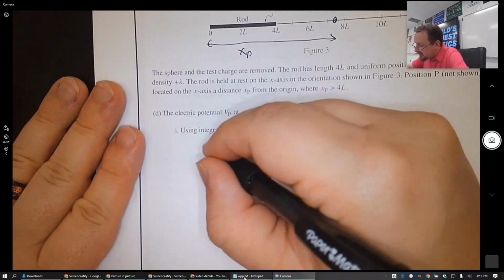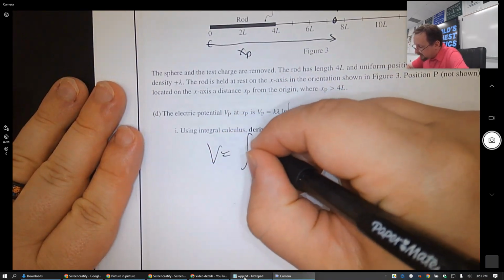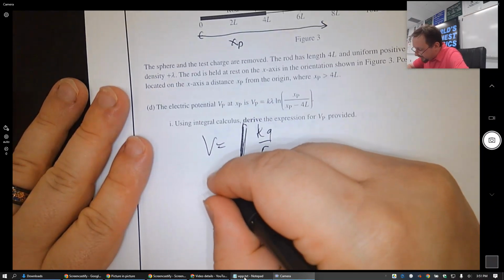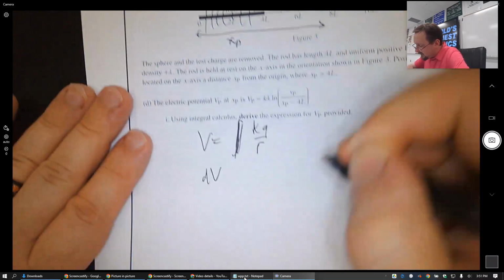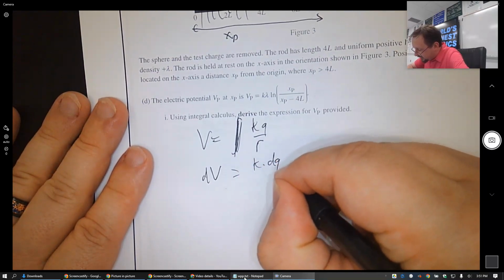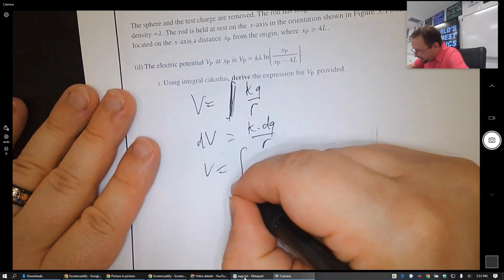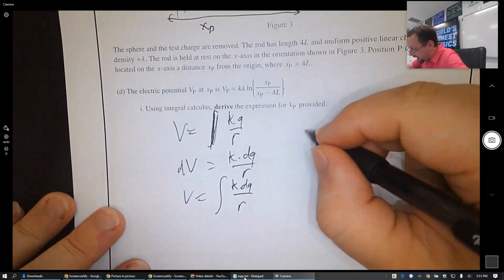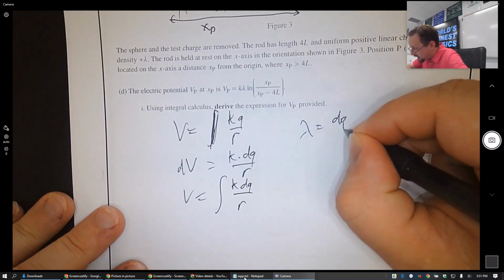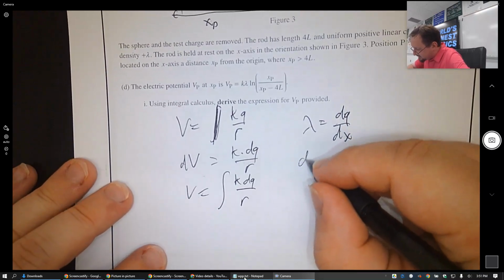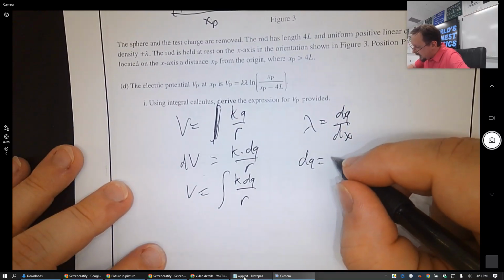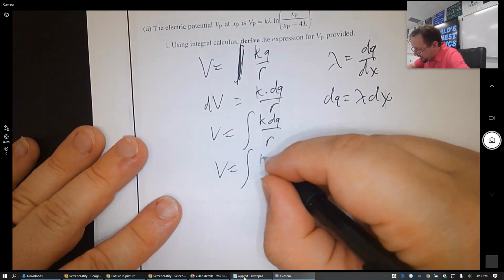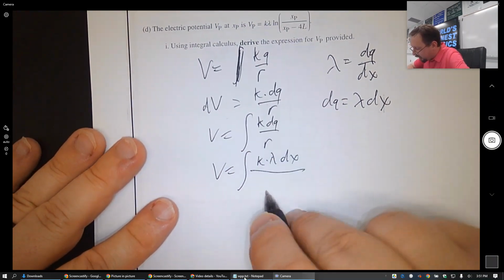Okay, so you have to say V is the integral of kQ over R. So the dV of one single piece is k dQ over R. So V is the integral of k dQ over R. And then you're going to say, okay, lambda is dQ over dx. So that means dQ is lambda dx. So then we're going to say V is the integral of k lambda dx over R.